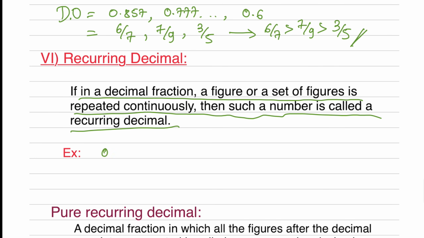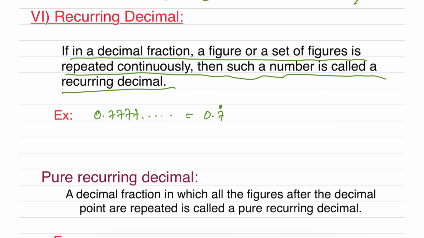Let's take that example only, 0.7777. We can write it as 0.7 and above that 7 dot. Means it is repeating. Let us take another example, 1 by 3. This we will get decimal as 0.3333 like this, so on. So we can write it as 0.3. Above that 3 we can keep a dot, means 3 is repeating, so it is a recurring decimal.